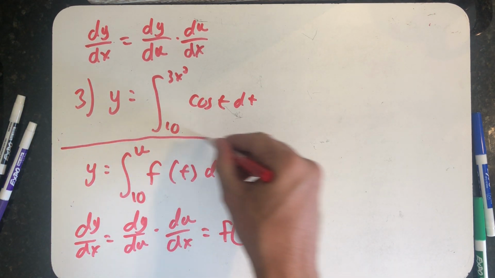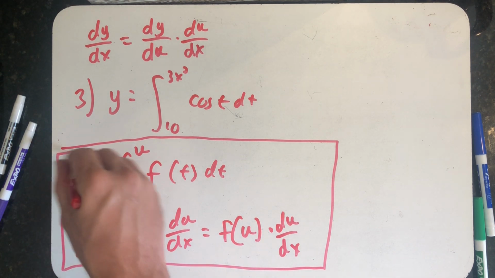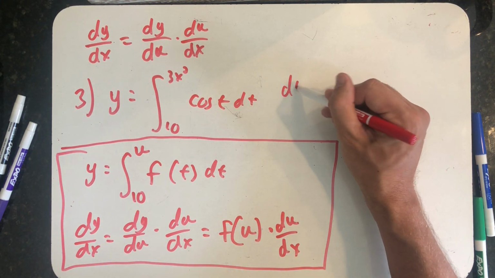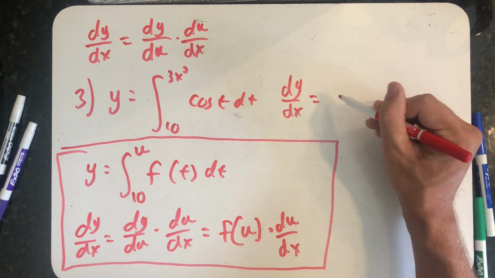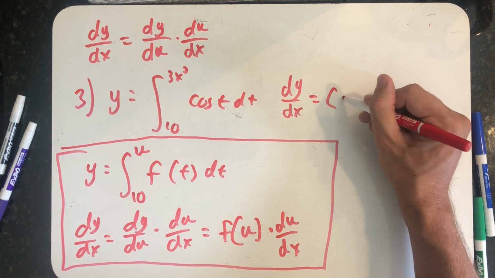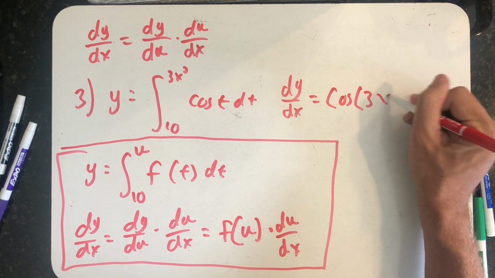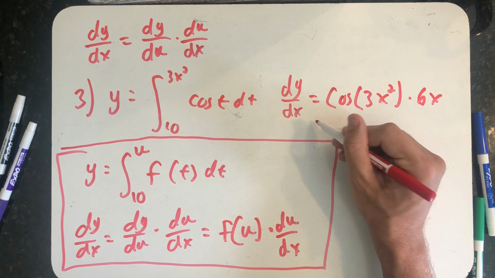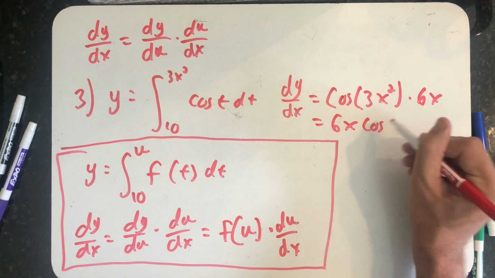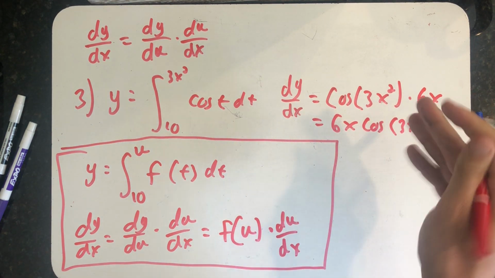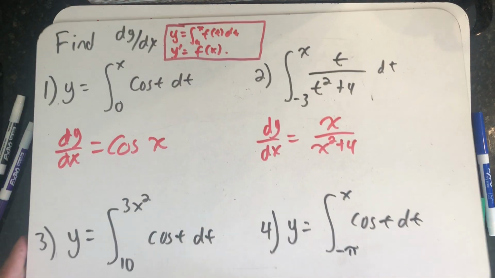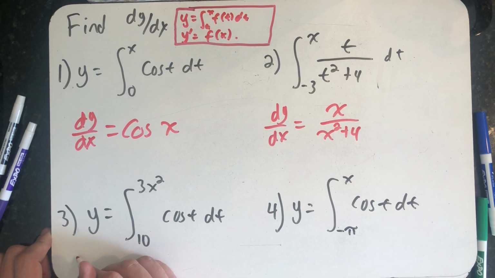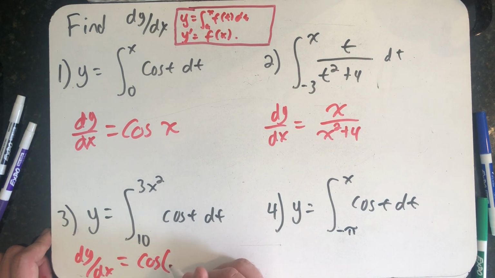All right, so thinking about the fundamental theorem of calculus part 1 along with the chain rule, I can find dy dx. The function that is the integrand, evaluated at whatever u is, 3x squared, times the derivative of u, which is 6x. Okay, so we've gotten through number 3, because now we know that all I had to do was apply the chain rule. The function evaluated at u times the derivative of u.